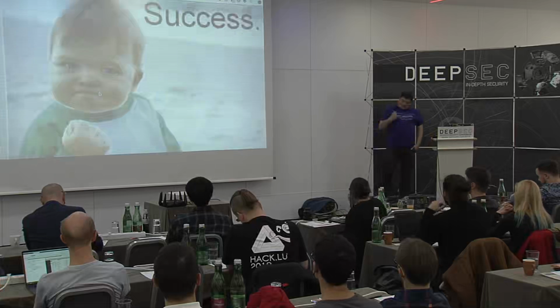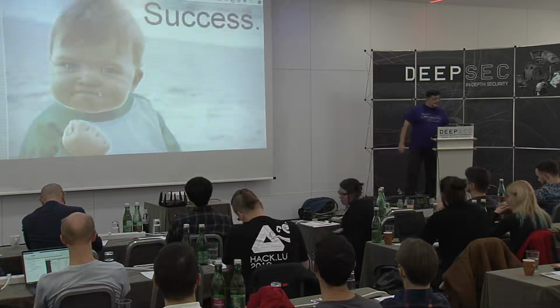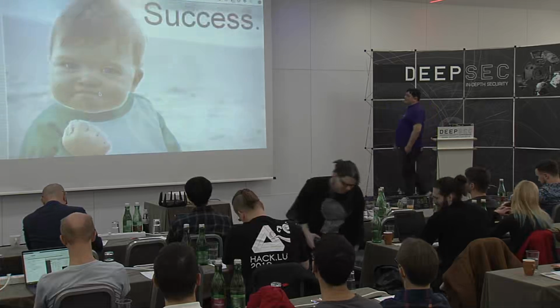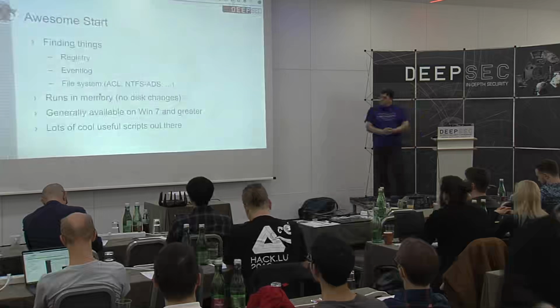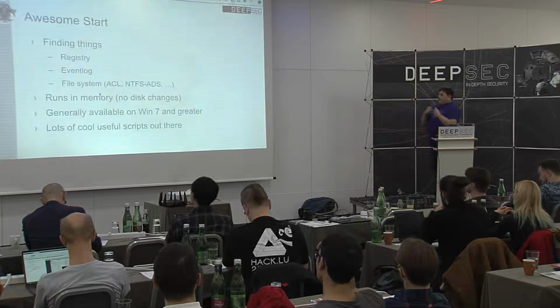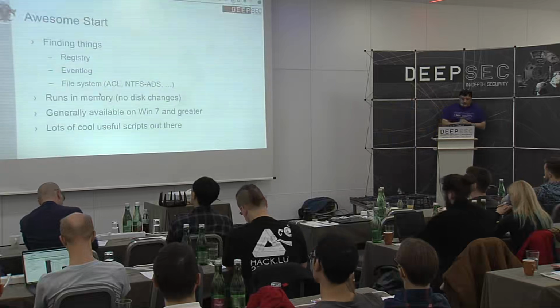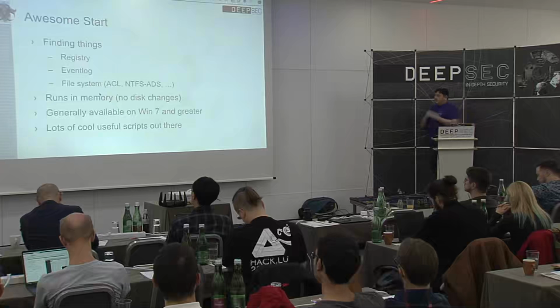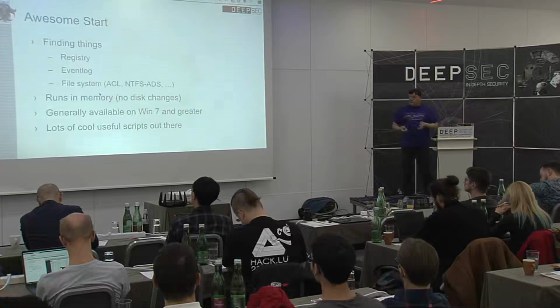So I haven't changed anything on the disk. Cool. Success, yes. I'm a success kid. No, I'm not. I can run into more problems. So we've got an awesome start, right? We can find things, we can go through the registry, we can go through the event log, we're not going to change anything, it runs in memory. It's generally available on Windows 7 and greater. Lots of cool, useful scripts out there.